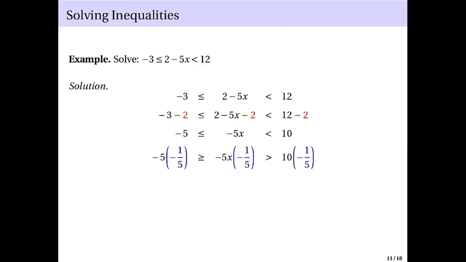And then we just simplify. So we have 1, because we have here -5 times -1/5, and that's just 1. Then in the middle, we still have x. And here at this side, you have 10 times -1/5, that's -2. Now we have 1 greater than or equal to x greater than -2.